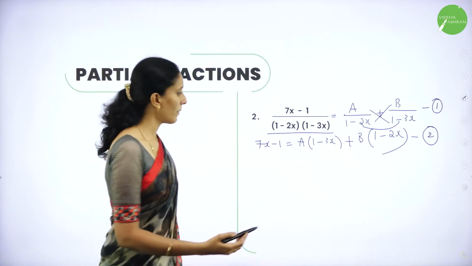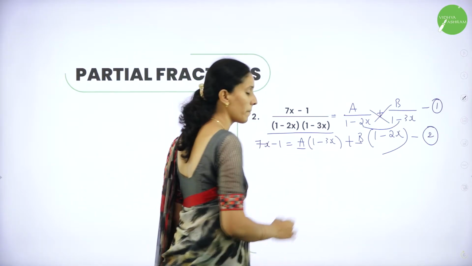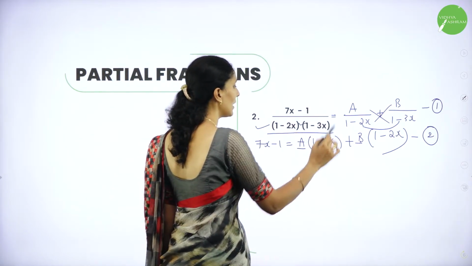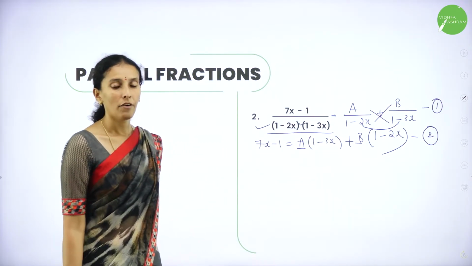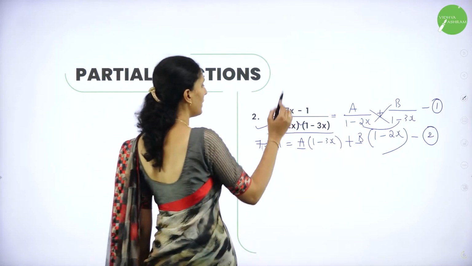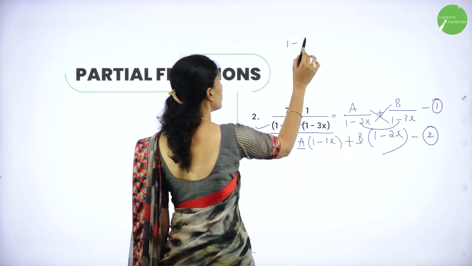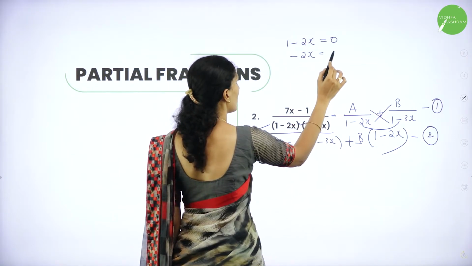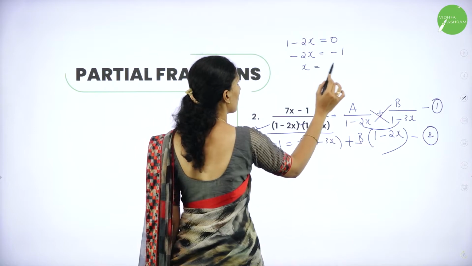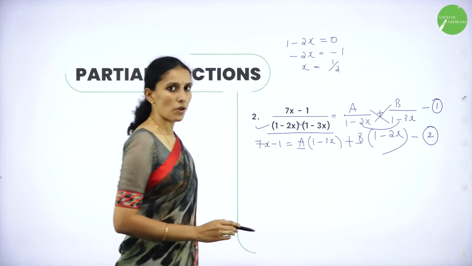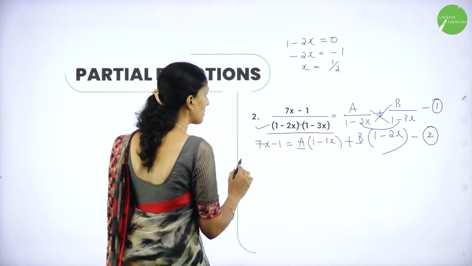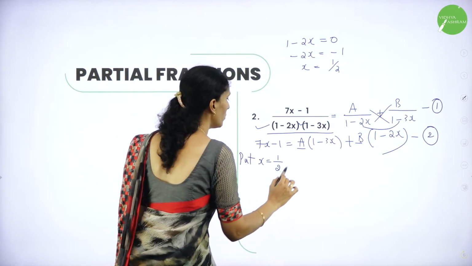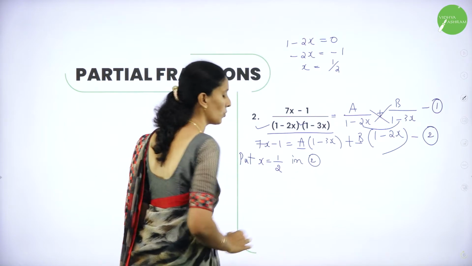What is my next step? To find a and b. To find a and b, what I'll do? I'll equate these two linear factors to 0. So let me take 1 minus 2x as 0. I'll get minus 2x is equal to minus 1, x is equal to 1 by 2. So substitute or put x is equal to 1 by 2 in equation 2.